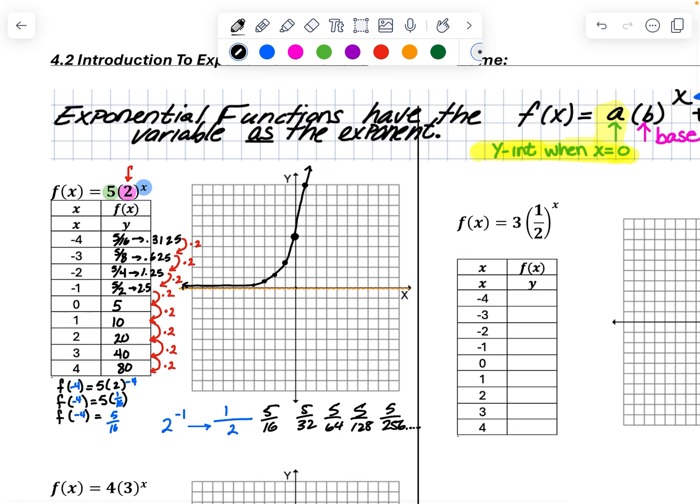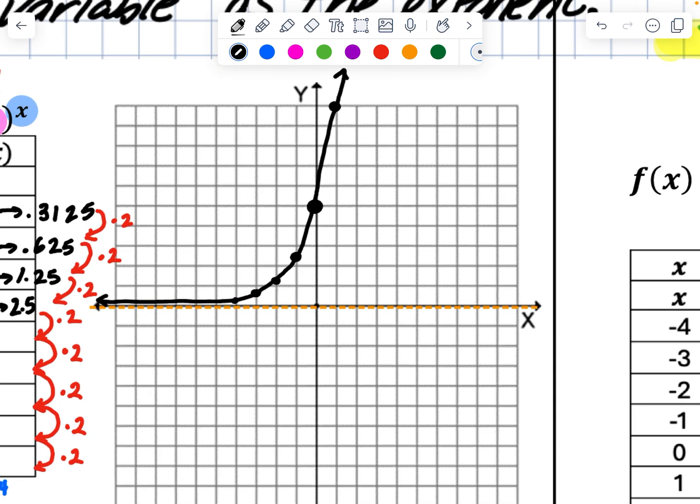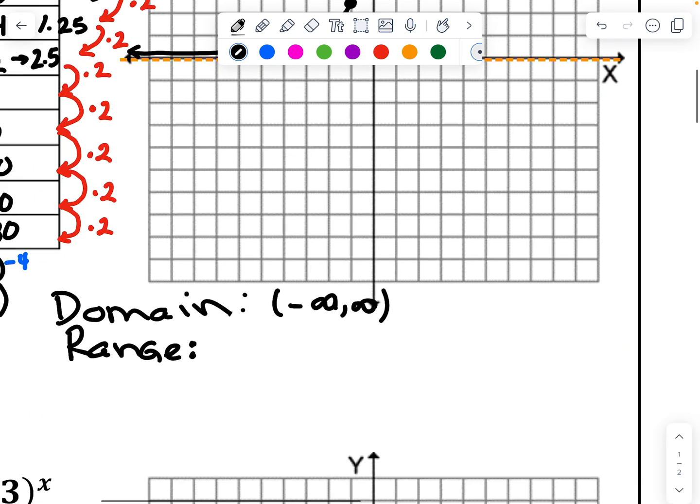So let's talk about this real quickly. Let me get rid of some of the stuff just because I need to write down here. Okay, so let's talk about the characteristics of this graph. Let's talk about the domain. We could have picked any number for x we want. So the domain is -infinity to infinity. However, the range can never touch the x-axis. So the range has to be from 0 to infinity.